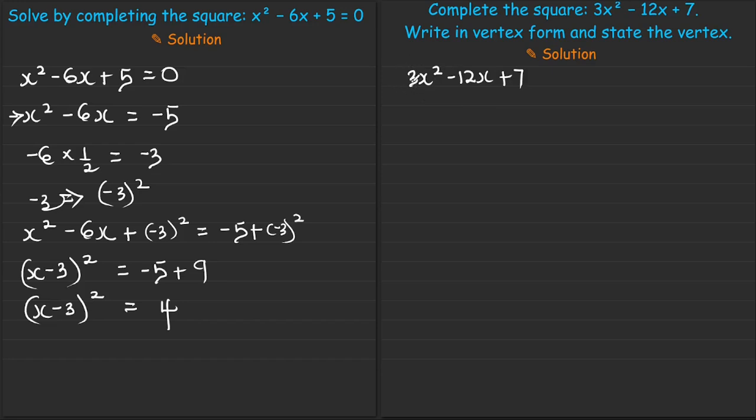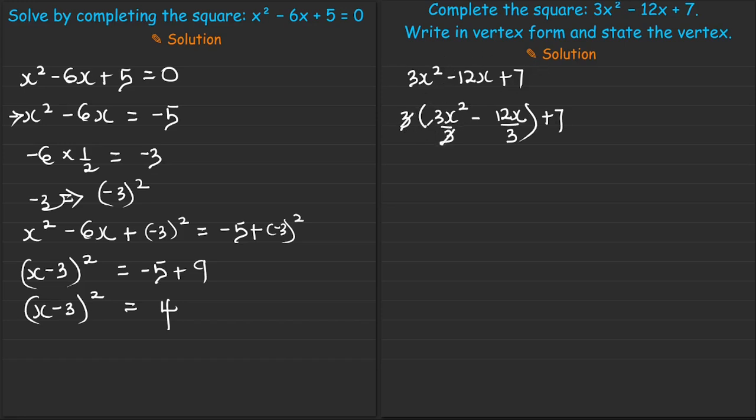3x squared minus 12x plus 7. This time around, our coefficient is 3. If our coefficient is 3, then we need to bring it out. We bring the 3 out, then into bracket, we are going to divide this first term by 3. So that is 3x squared over 3, then minus 12x over 3. We just do that for the first two, then plus 7.